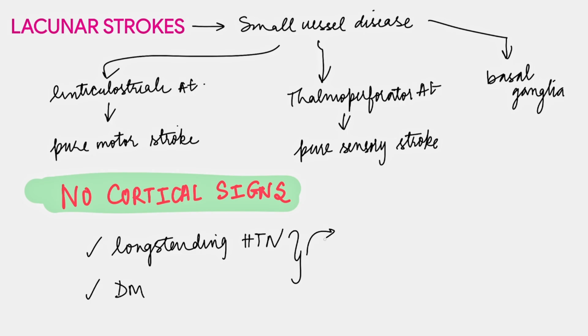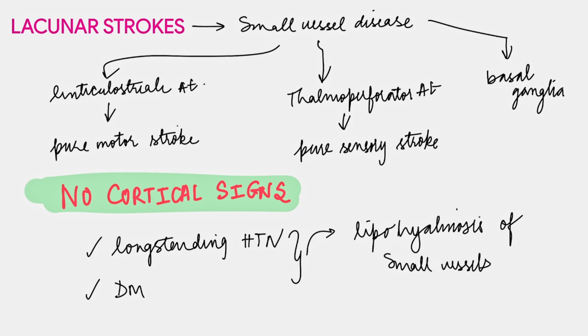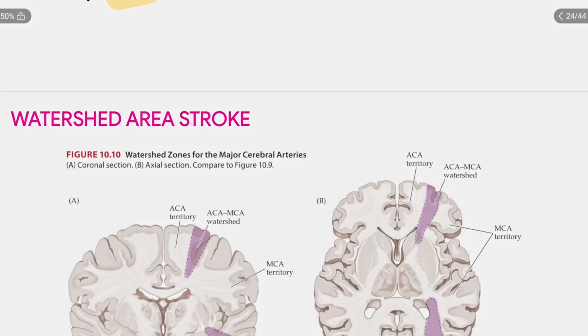This causes something called lipohyalinosis of small vessels. This is quite important to know actually, this term called lipohyalinosis. It's in long-standing hypertension and diabetes mellitus. This is more than enough of what you need to know in lacunar stroke.